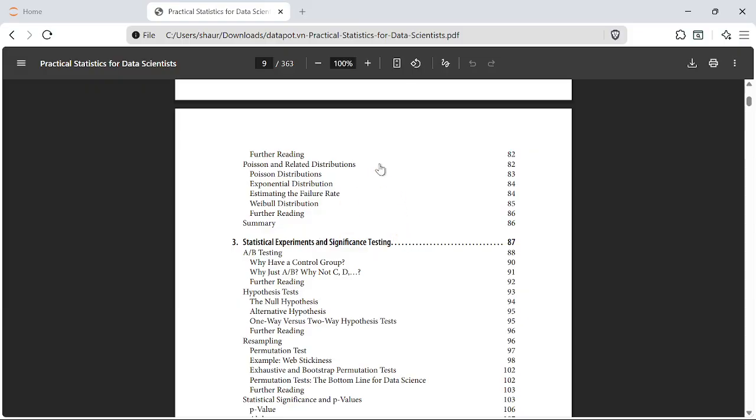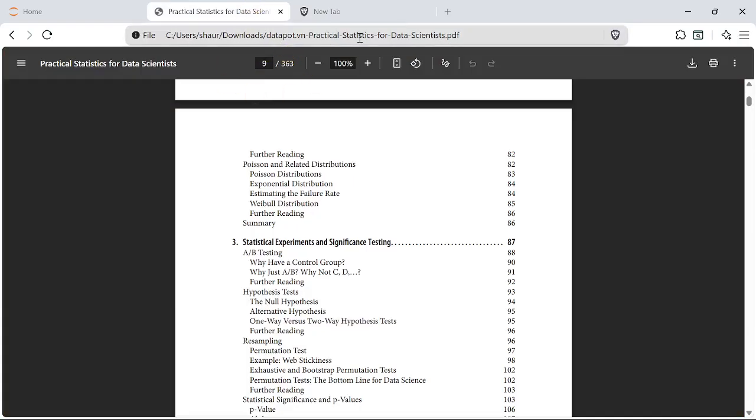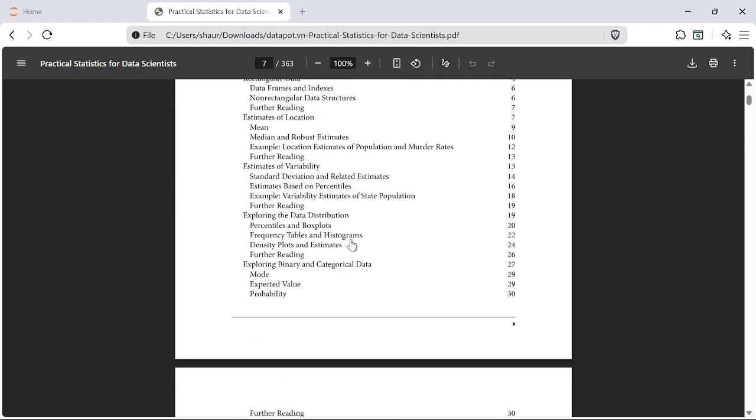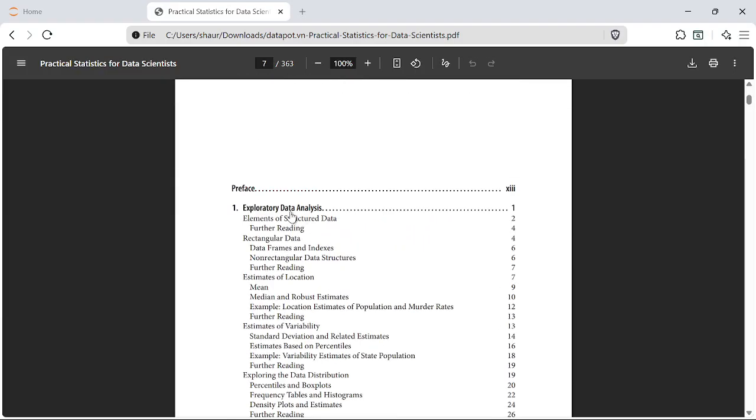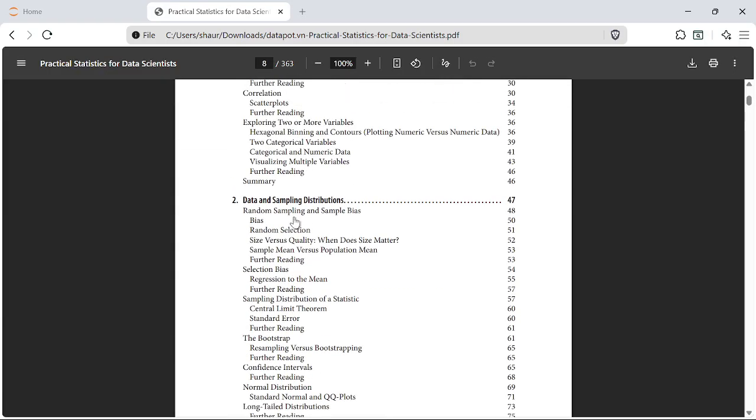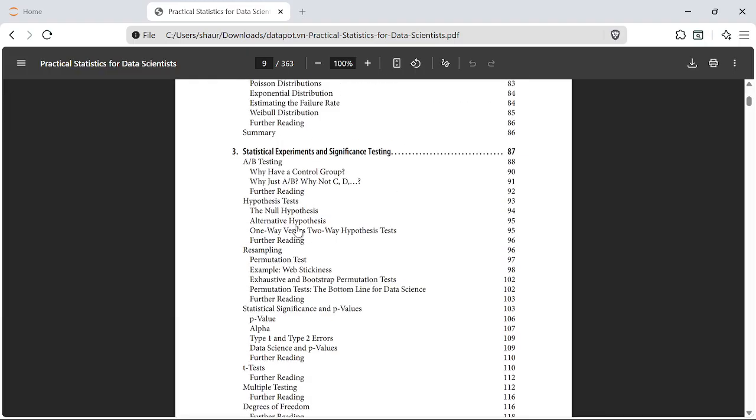First, you can easily get this book by just writing Practical Statistics for Data Scientists PDF. You can easily get its PDF on the internet. So if we focus only on these three chapters, chapter 3 is statistical experiments and significance testing.